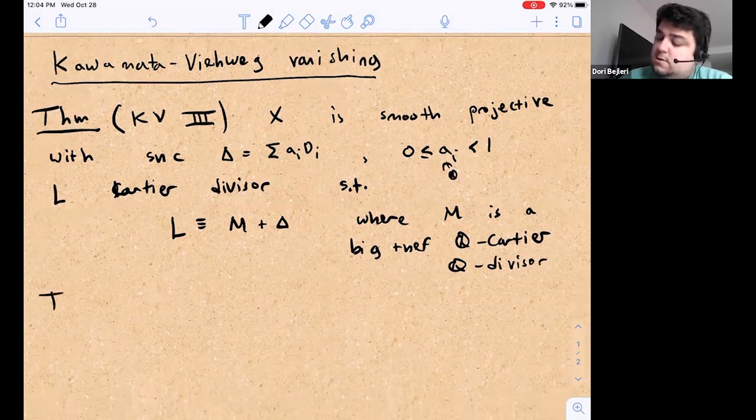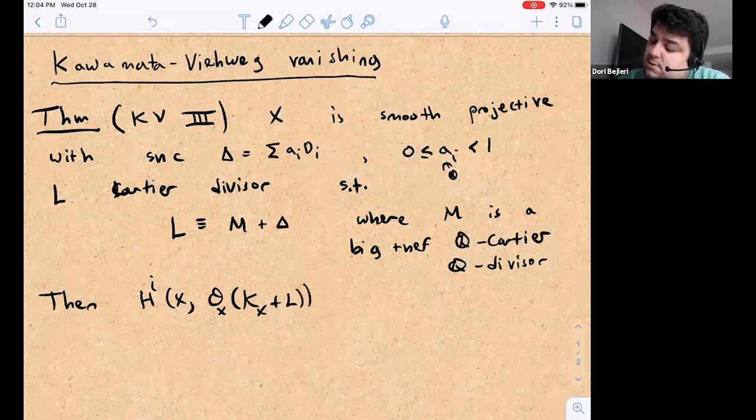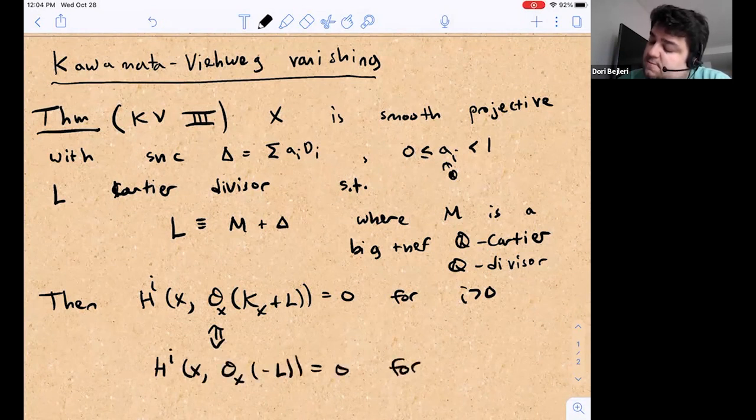Then the cohomology H^i(X, O_X(K_X + L)) is 0 for i greater than 0, or the Serre-dual statement that H^i(X, O_X(-L)) is 0 for i less than the dimension.